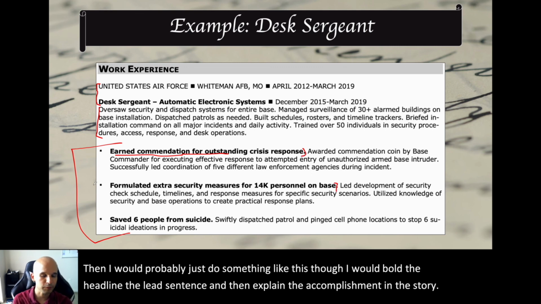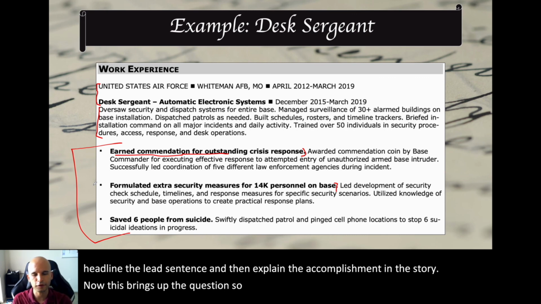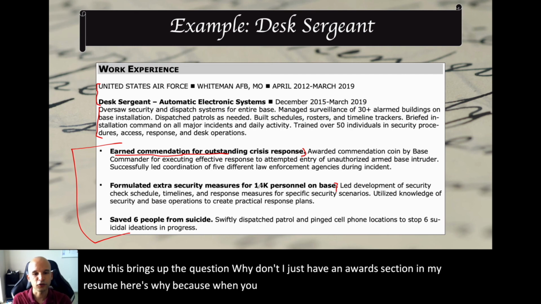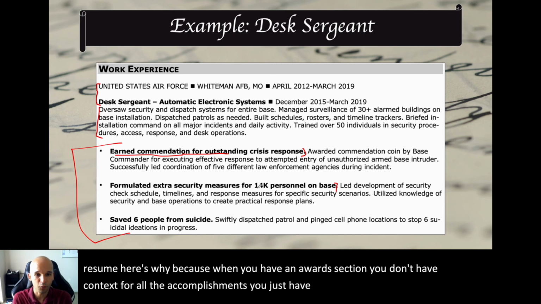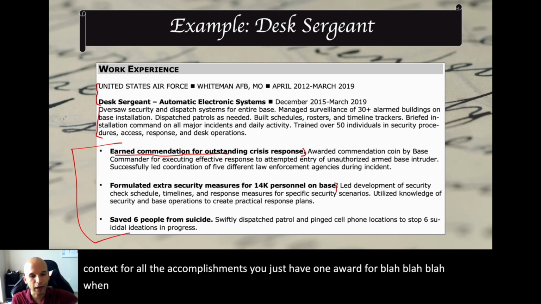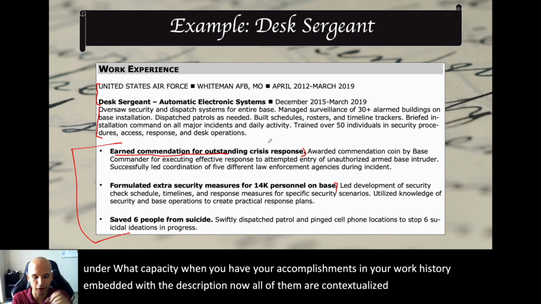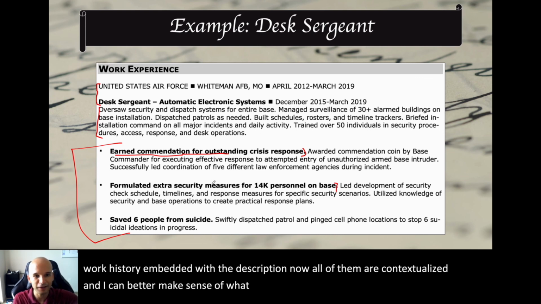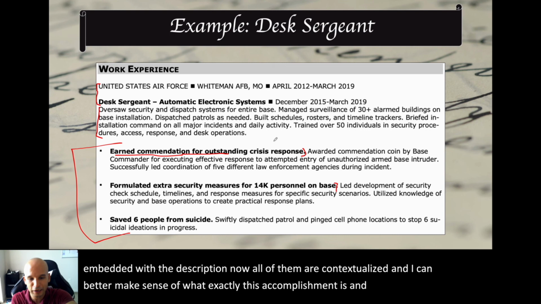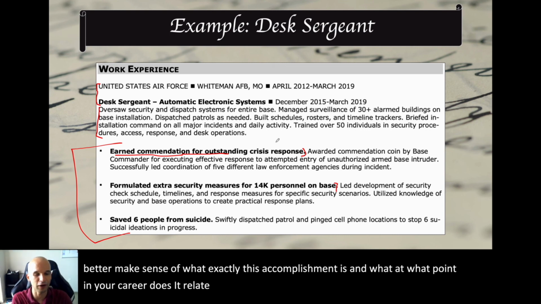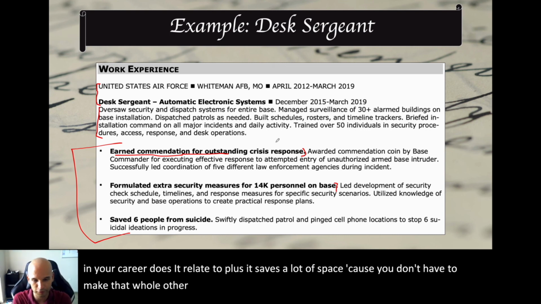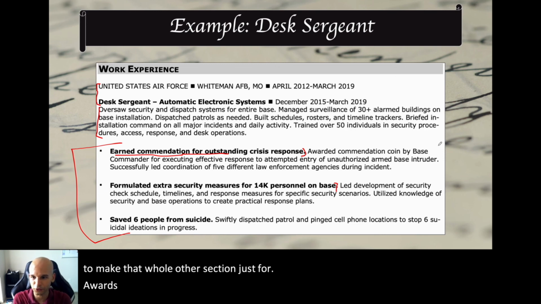Now, this brings up the question, so why don't I just have an awards section in my resume? Here's why. Because when you have an awards section, you don't have context for all the accomplishments. You just have one award for blah, blah, blah. When and under what capacity? When you have your accomplishments in your work history embedded with the description, now all of them are contextualized, and I can better make sense of what exactly this accomplishment is and at what point in your career it relates to. Plus, it saves a lot of space because you don't have to make that whole other section just for awards. So you really want to embed your accomplishments into work history.